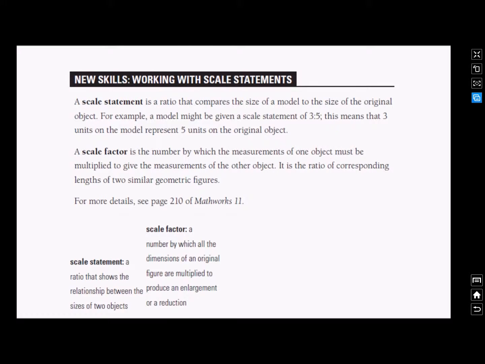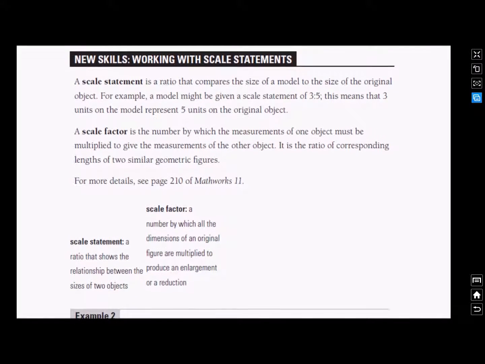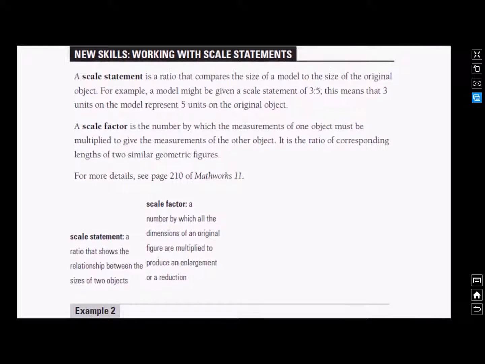Okay. Now a scale factor is the number by which the measurement of one object must be multiplied to give the measurements of the other object. It is the ratio of corresponding lengths of similar geometric figures. So what this basically means is that the scale factor is how many times bigger or how many times smaller the model is compared to the original.